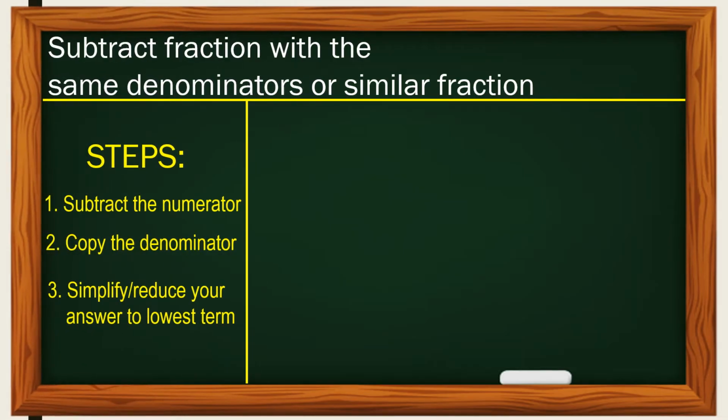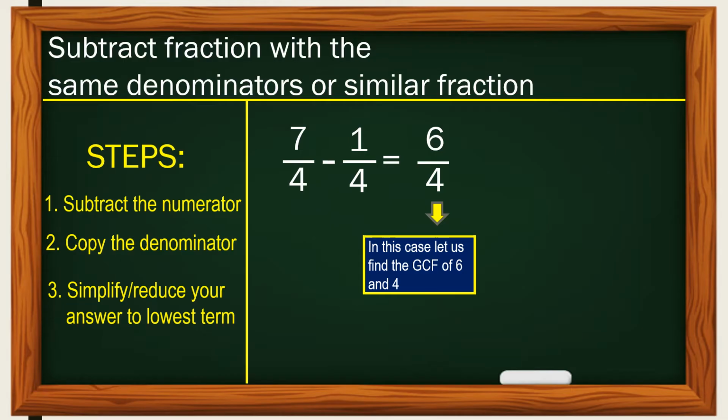So let us proceed to our next example. 7/4 minus 1/4 is equal to. So napansin natin yung unang fraction natin is improper fraction. But we still subtract the numerator. 7 minus 1 is equal to 6/4. Okay? So the difference is still improper fraction.